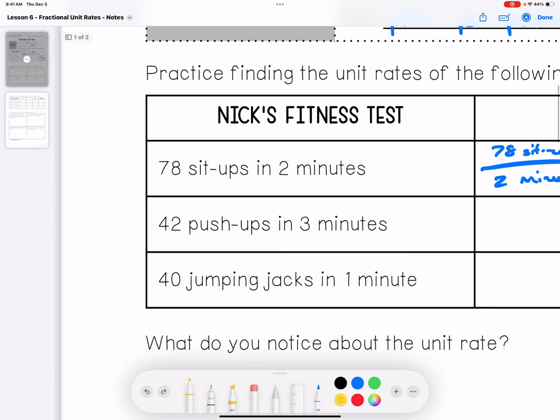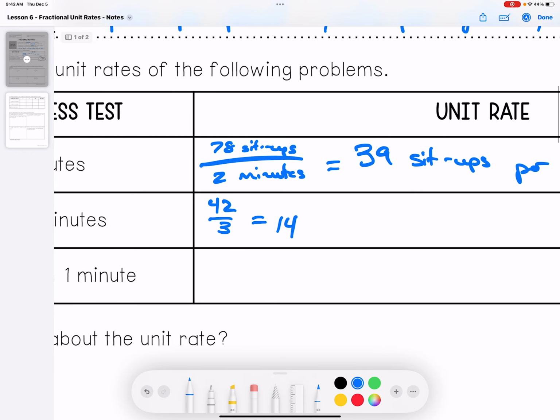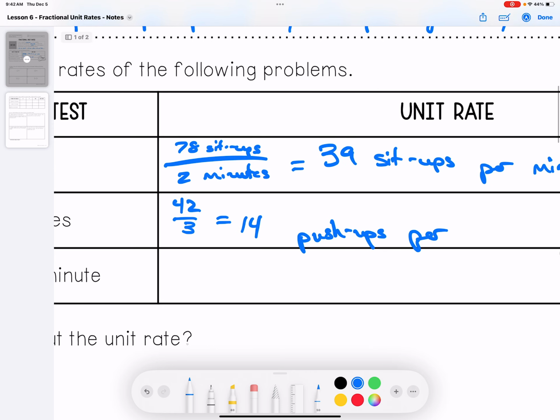The next one, 42 push-ups in 3 minutes. So we're trying to figure out the per minute push-ups. Minutes per push-up, you could do that, but that really doesn't make sense, does it? It'd be push-ups per minute. So it'd be 42 over 3, which is basically 42 divided by 3. And you're going to get 14 push-ups per minute. I don't know that I could do 14 push-ups per hour, but I am rather large.